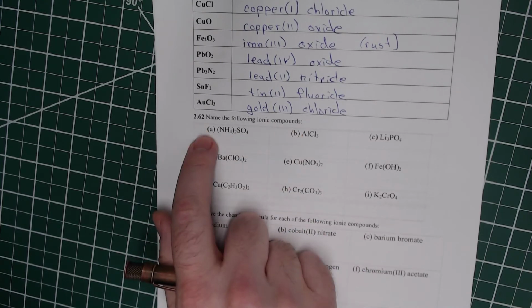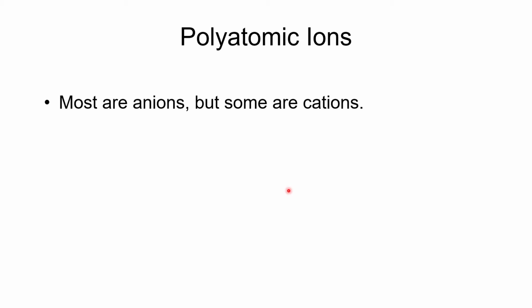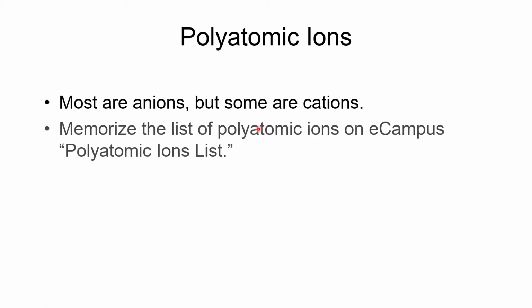Okay. So next, before we go to number 62, we need to go back to the in-class assignment and do a couple of things here. And that is, we need to look at polyatomic ions. So most of the polyatomic ions are anions, but some of them are cations. And there is a list on eCampus that is called Polyatomic Ions List. And I happen to have this open here. Let me find it. There it is.